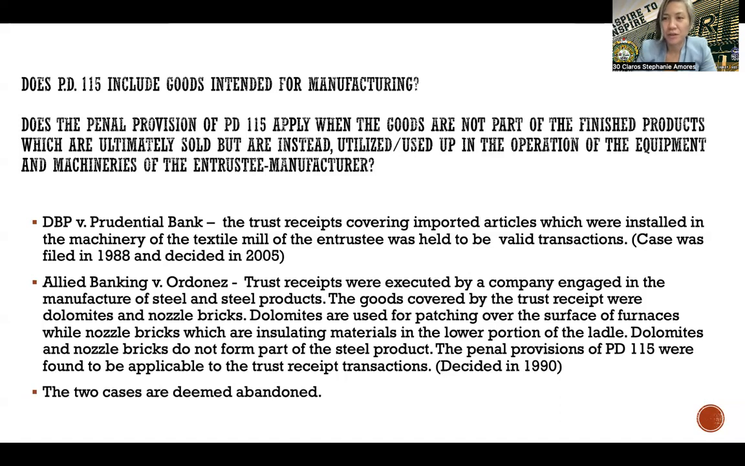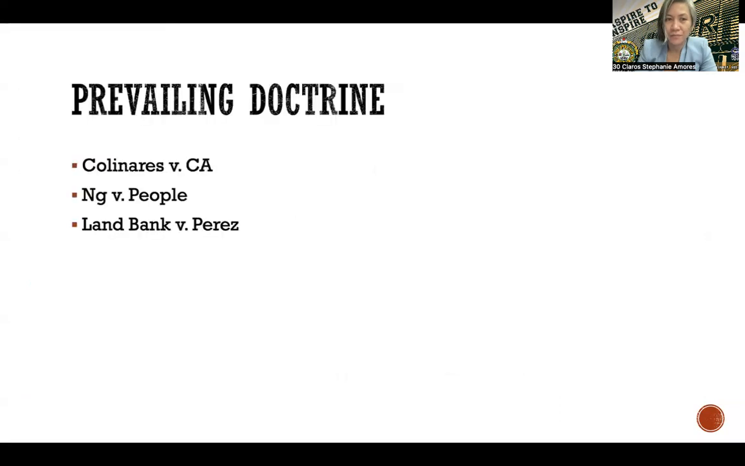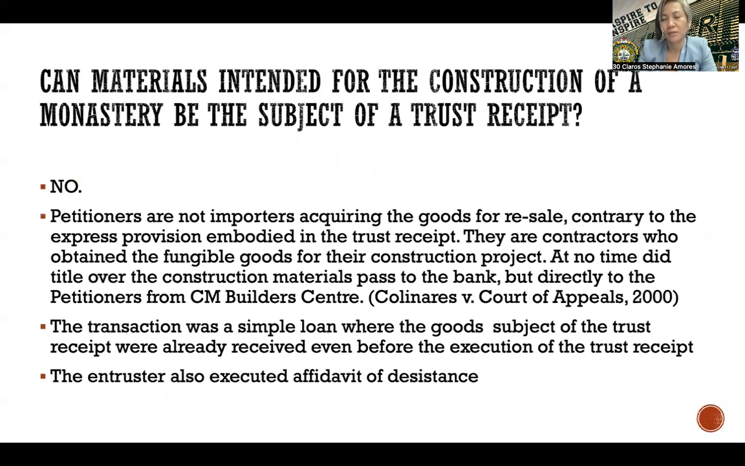What is the new rule then? The prevailing doctrine is that promulgated in Colinares versus Court of Appeals, Nang versus People, and Land Bank versus Perez.